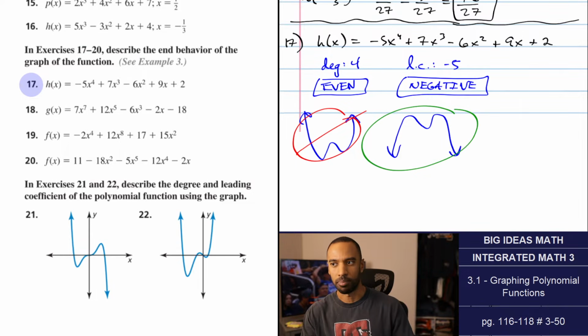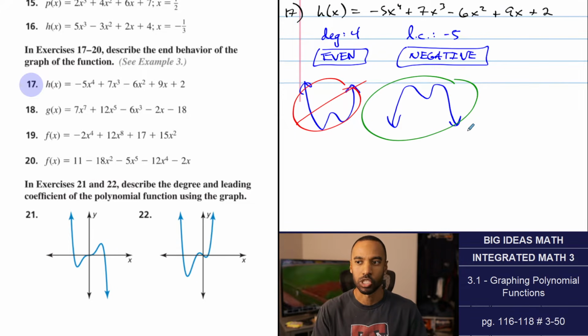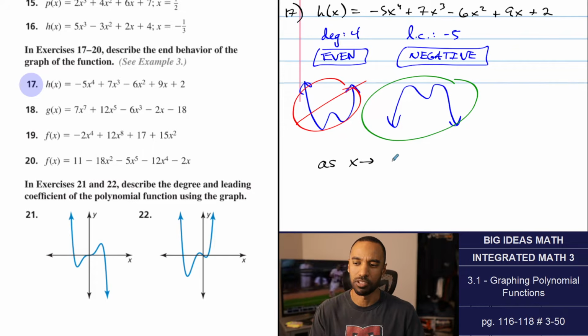This is where we describe the end behavior. As x approaches negative infinity, y approaches negative infinity. As x approaches positive infinity, y approaches negative infinity. That's the way that we're doing our writings for these things. I'll start with positive infinity. I don't know if there's a better version or not. As x approaches positive infinity, h of x approaches negative infinity.